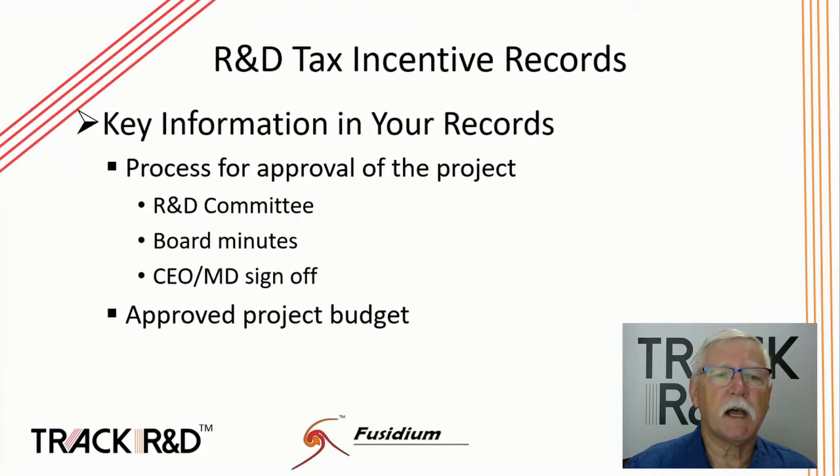The first I start with is the process for approval of the project. It is ideal that you have some record of an approved budget and approved project outline as signed off by, for example, the R&D committee, the board of the company, or the CEO or managing director. This is part of the record keeping to show that the project was planned and budgeted.